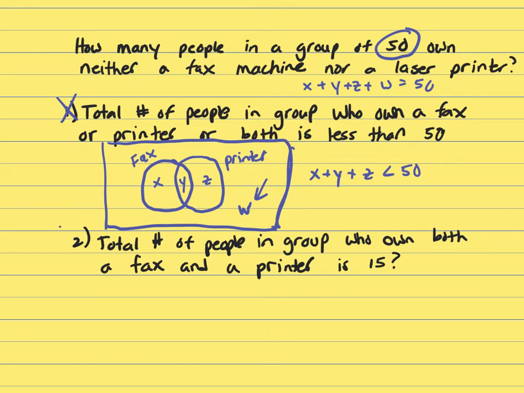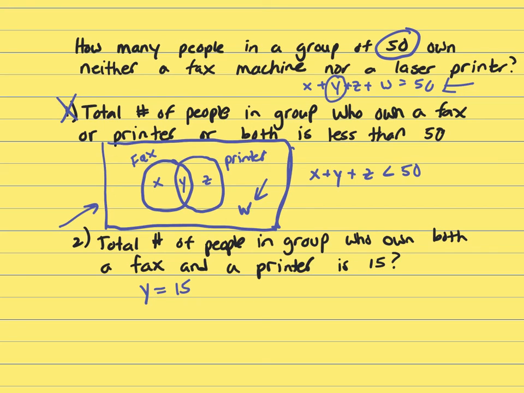All right, I'm going to use this same diagram to answer clue 2. Total number of people in the group who own both a fax and a printer is 15. Well, the number that own both is Y. That just tells me Y is 15. But does that give me anything about W out here all by itself? No. Even if you put Y equal 15 right here, you're not going to be able to solve for W. Okay, this is given information, part of the problem. When we're looking at clue 2, we just can't use clue 1.